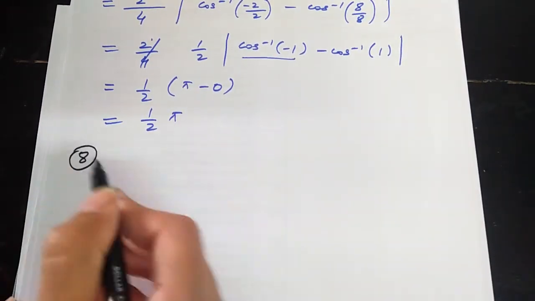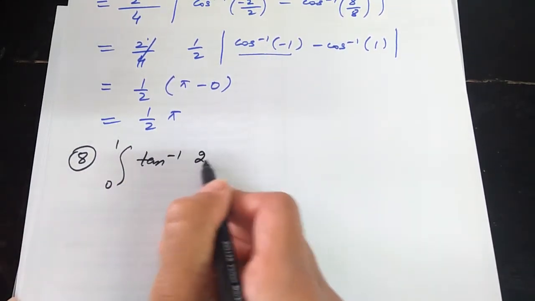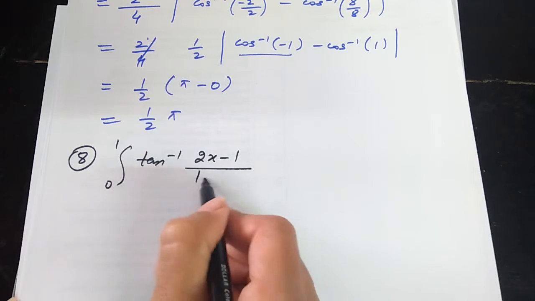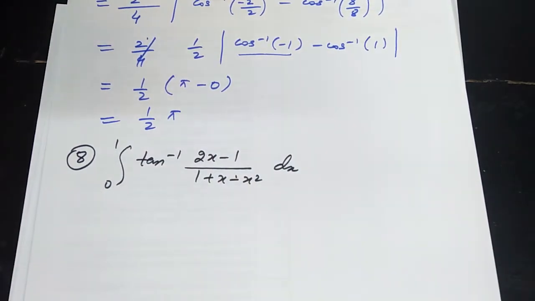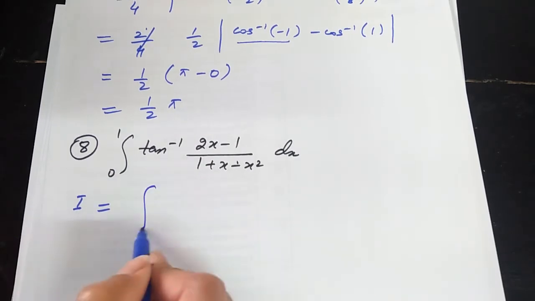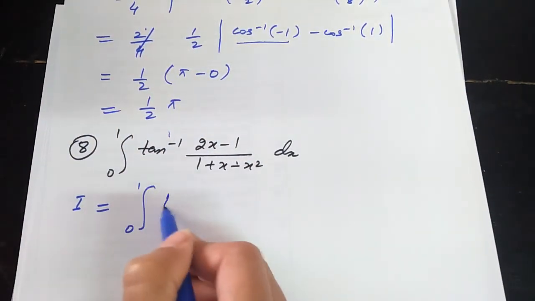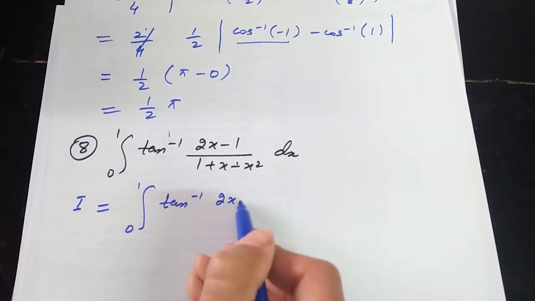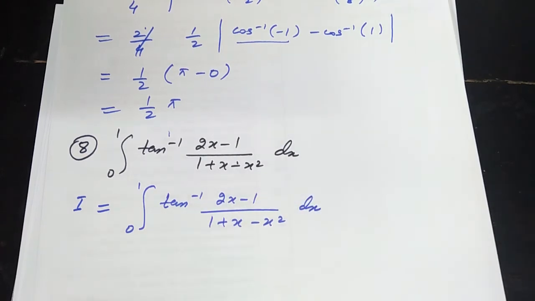Question number 8, that is 0 to 1 tangent inverse of 2x minus 1 over 1 plus x minus x square dx. Let's suppose this is equal to I, some other integral name. You can just name them as well. I is equal to 0 to 1 tangent inverse of 2x minus 1 over 1 plus x minus x square dx.